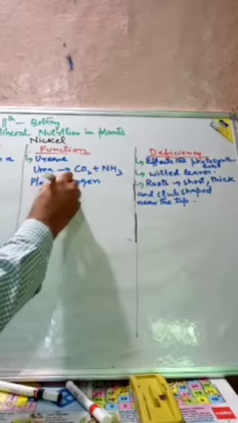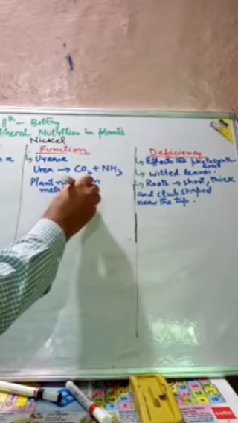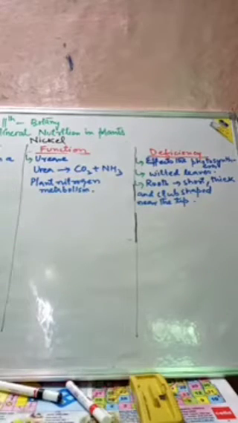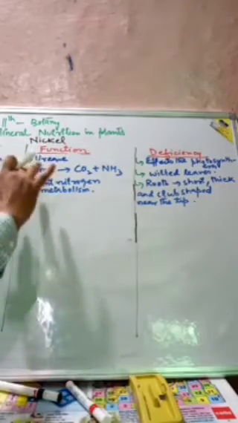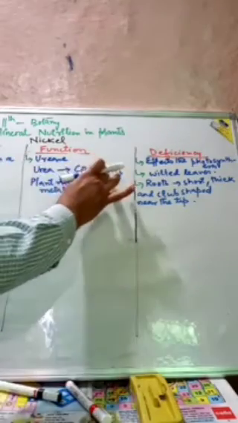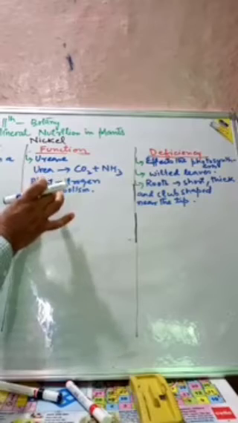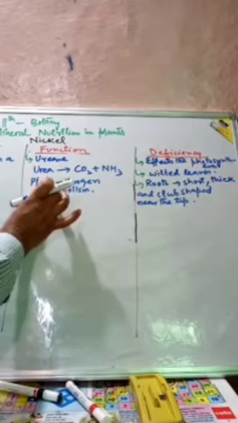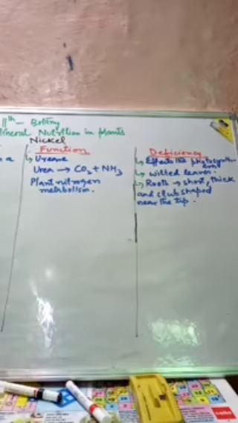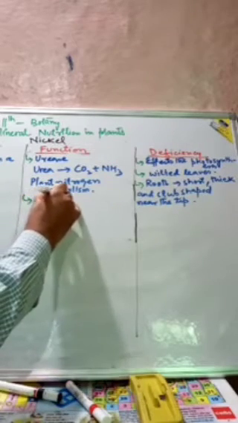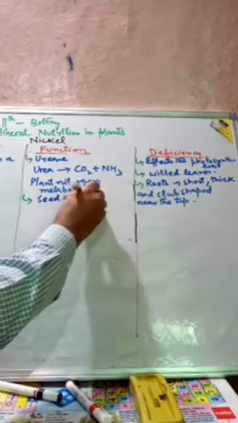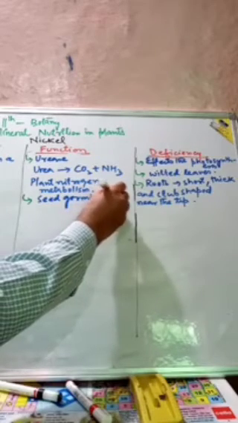So this is an important component of urease, thus it helps us in converting the urea into ammonia in the plant tissues. It is necessary for plant nitrogen metabolism. Second, it is very much important for seed germination.